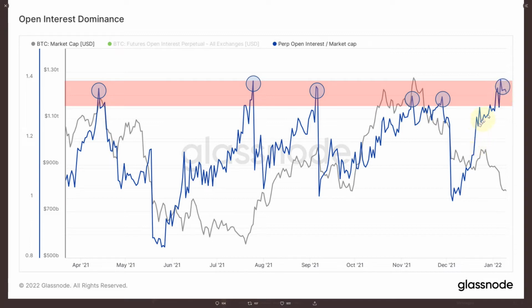Now we have the dominance line peaking here and the market cap down here. So they're diverging. So what would we expect? We would expect something like July, where the perpetual open interest dominance will drop, and we haven't dropped yet, but we should drop, and the market cap should rise. If market cap rises, price rises too, usually. So that's what we would expect.